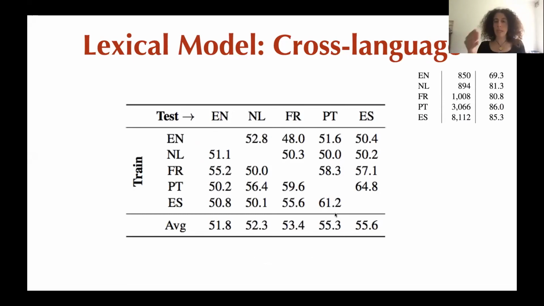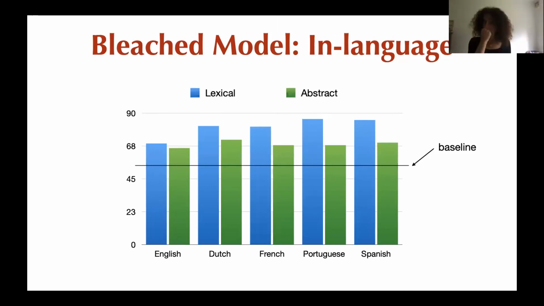Yeah, so you can compare the 61.2, which is pretty good comparatively to the 50 baseline results. And up here on the right, I reported the previous lexical results just as a comparison. So what we see with a baseline of 50% is that if we do it in language, the lexical model is much better than the abstract model, the bleached model, but the bleached model is above baseline. And that indicates that there is some signal there. There must be, otherwise it wouldn't be above baseline.